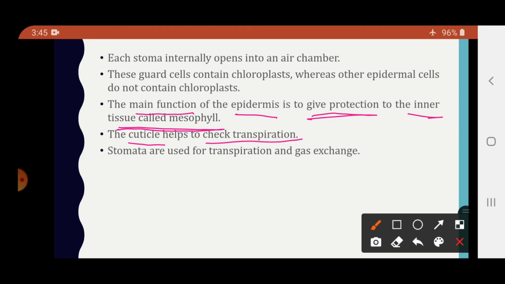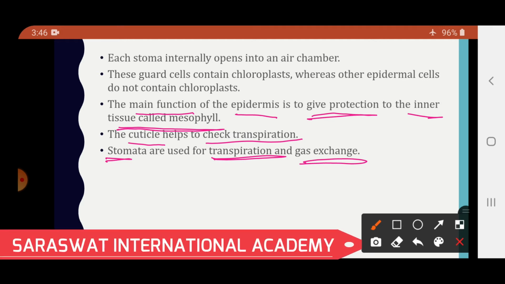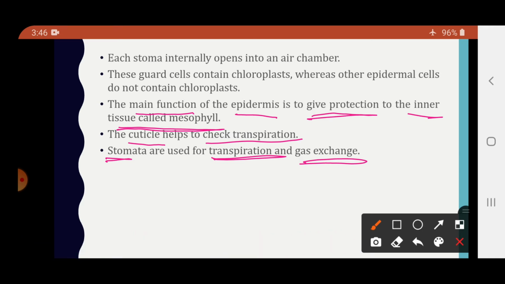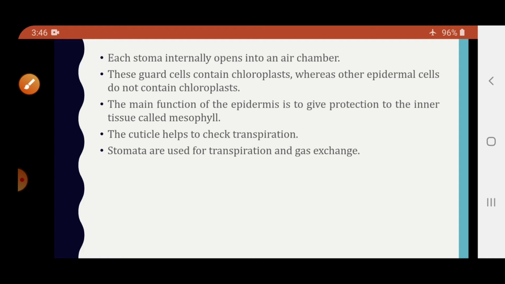Okay, what does the cuticle do? It does check the process of transpiration. And stomata are used for transpiration and exchange of gases. So these are the general functions of the epidermis and its related structures. What is the work of the epidermis? To protect the inner mesophyll tissue. The cuticle present on the epidermis checks transpiration, and the stomata present in the epidermis are useful in transpiration as well as in gaseous exchange.